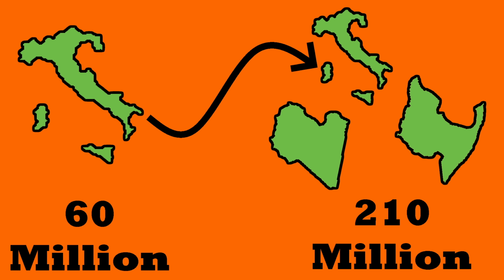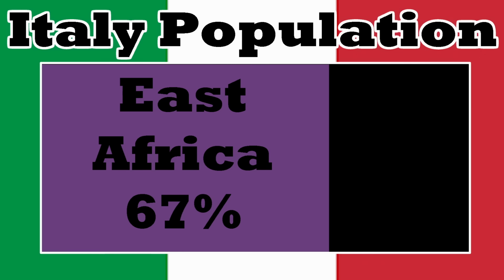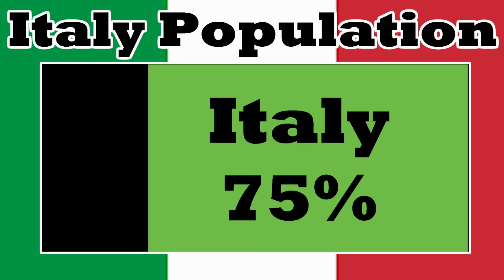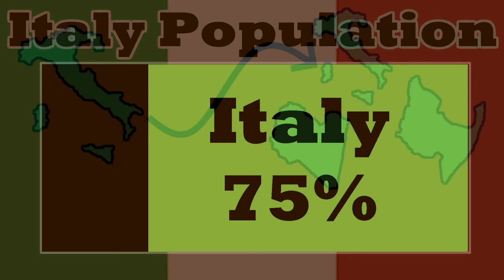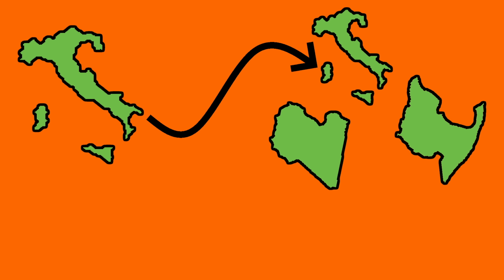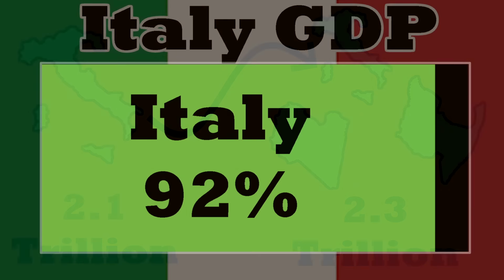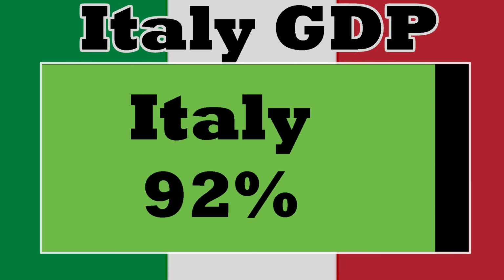Italy's population jumped from 60 to 210 million, with the 120 million Ethiopians now holding a majority within the nation, as 2/3 of the empire now resides in East Africa and only around 30% of the population is in Italy. This is a major shift from real 1939, when Italians made up 75% of their own empire. Economically, Italy's renewed empire is very lackluster though, only growing by around 200 billion, a 9% increase, as 92% of the empire's economy remains in Italy.